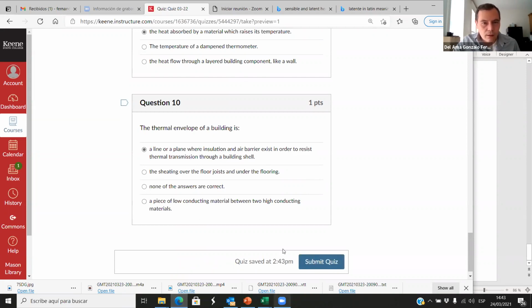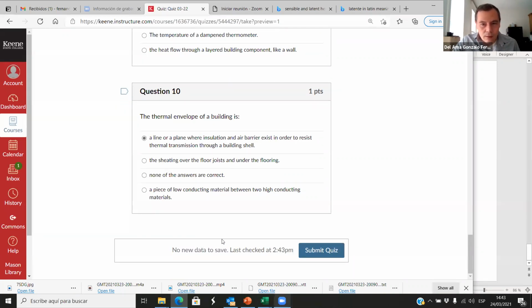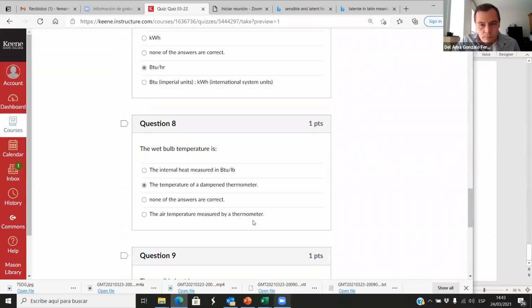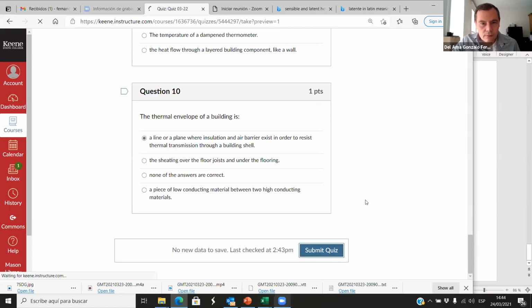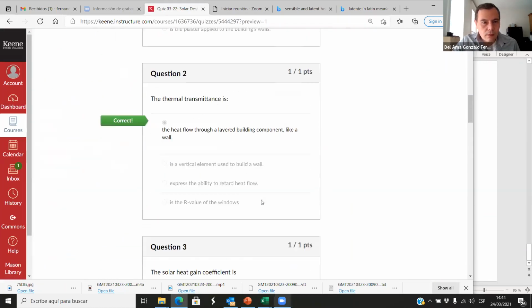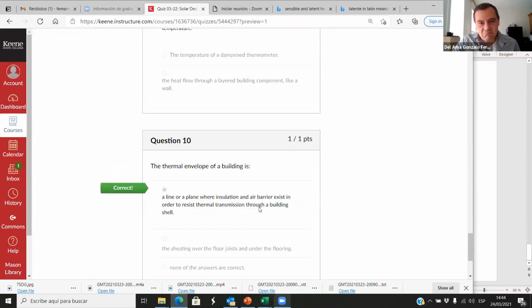None of the others are correct. So it's the line where you place the thermal insulation and air barriers through the building shell. Okay, so this is the thermal envelope. And we are done, I think. Yep. Submit quiz. And correct. Yep. Great.